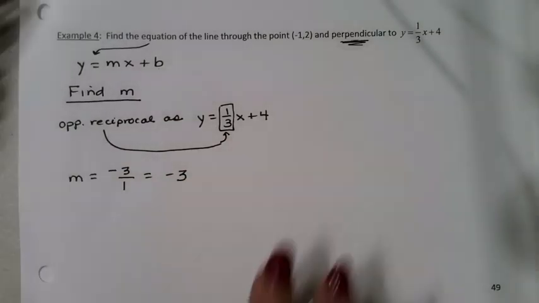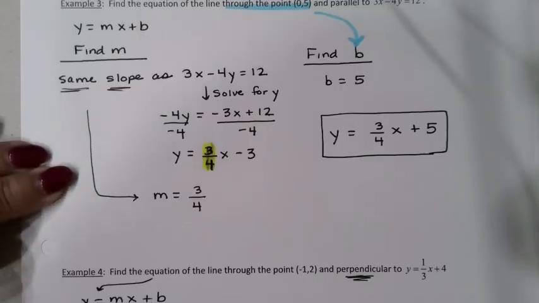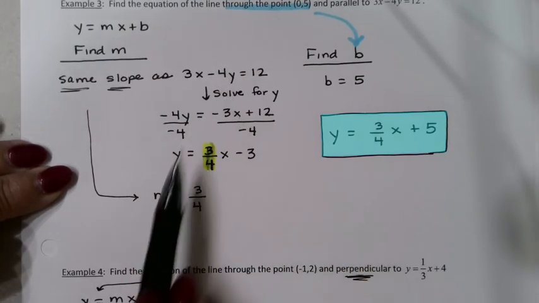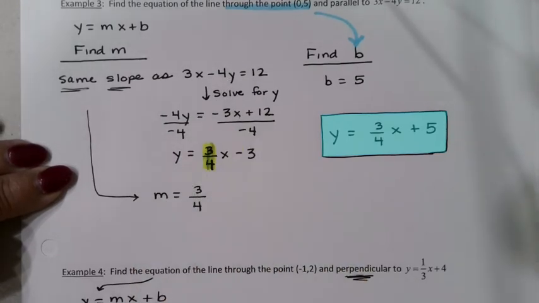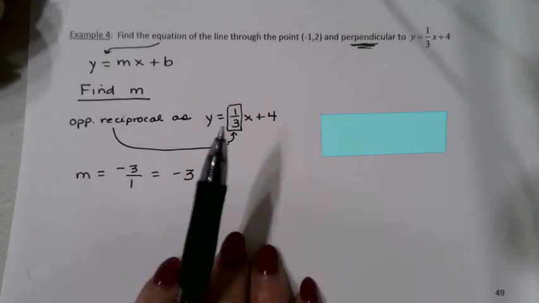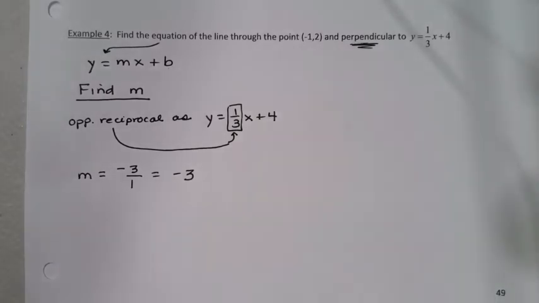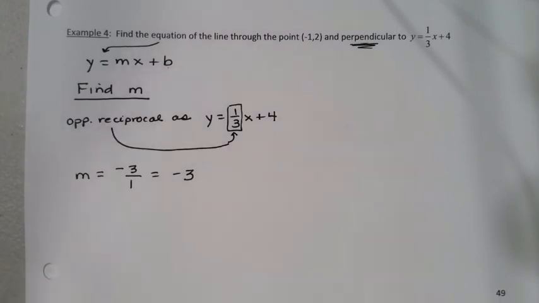Right? I didn't have to do quite as much work as I did up here. Up here they didn't give me the equation solved for y, so I had to do that myself. Down here they were nice enough to give me the equation solved for y, so I could pick out the slope without doing any extra work, and then just took the opposite reciprocal for the perpendicular.